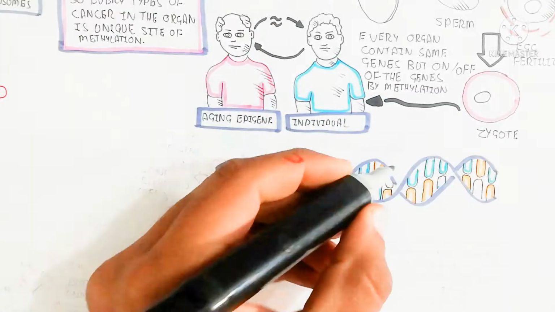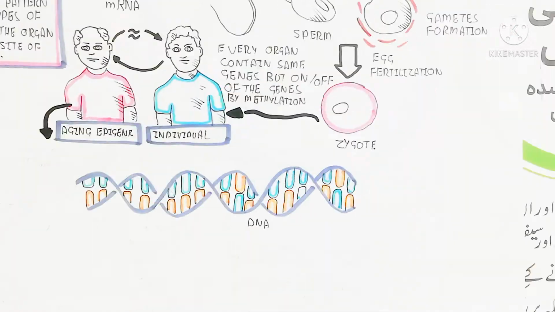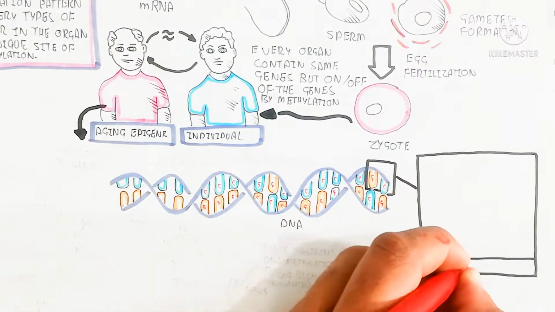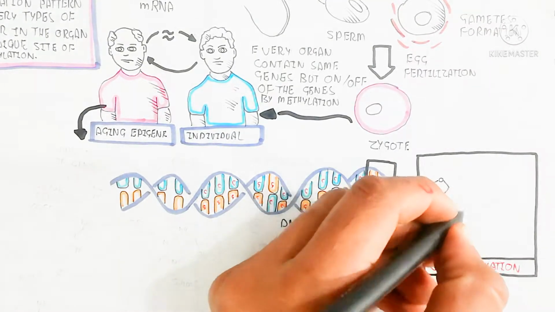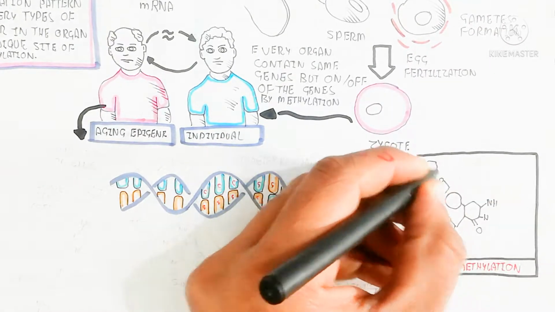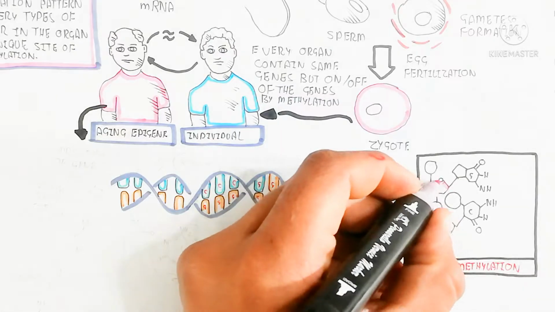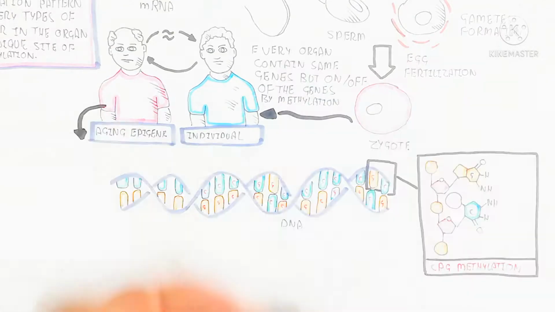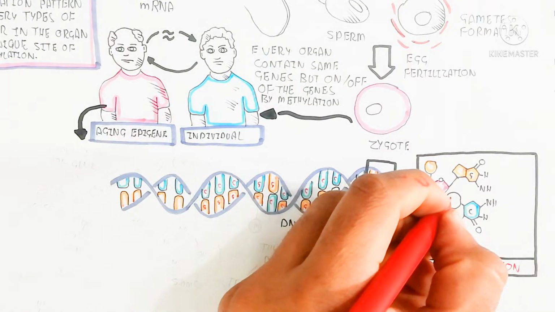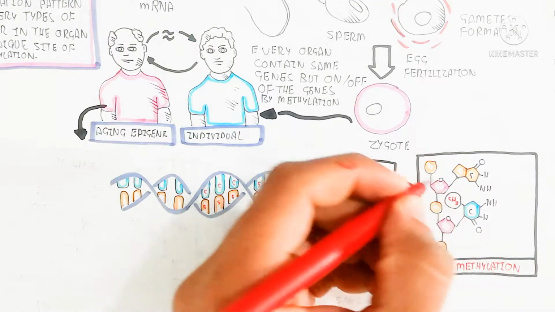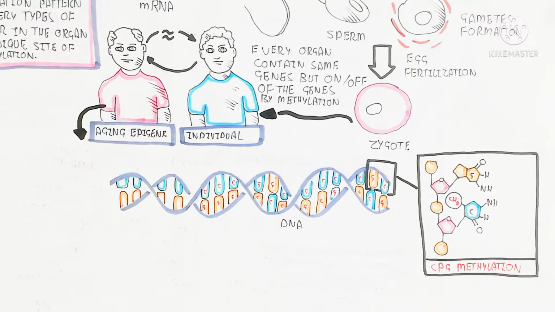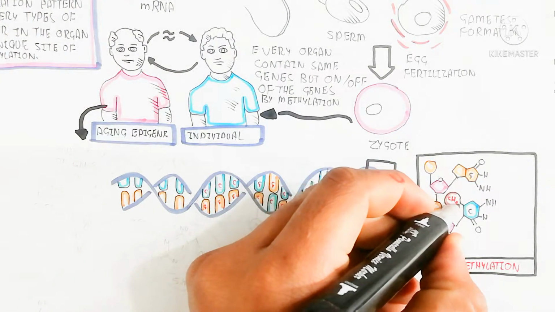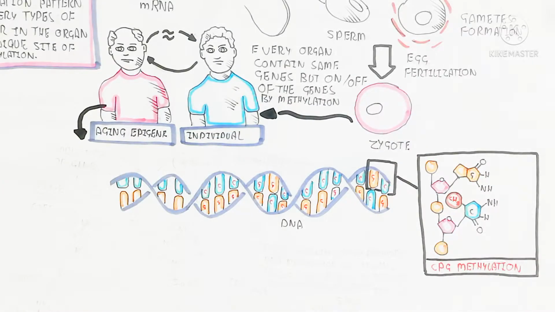So here is the DNA. The DNA contains a cytosine-guanine sequence, a cluster of cytosine and guanine. Where cytosine and guanine are methylated, it is known as the CpG island. In this way, the cytosine attaches to the methyl group. These are two nucleotides, and this is CpG methylation. This is an important thing you need to understand.